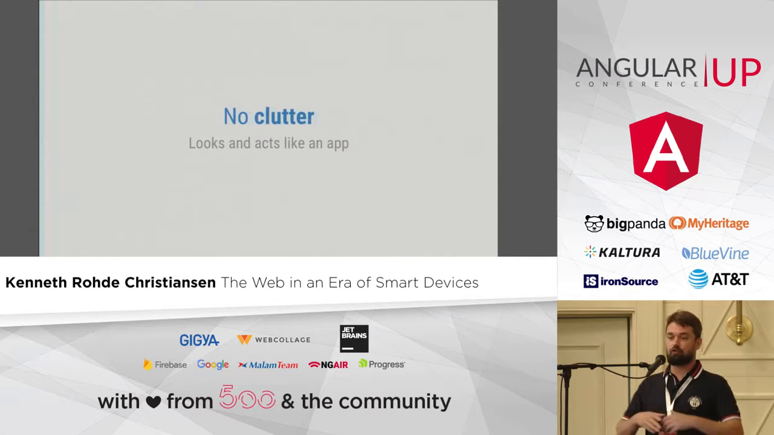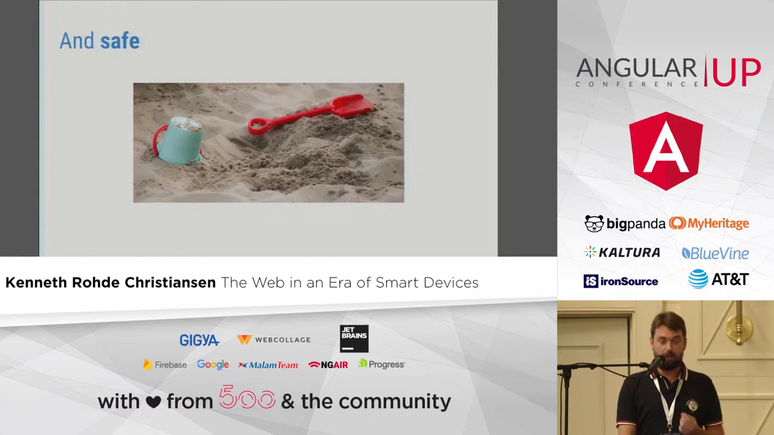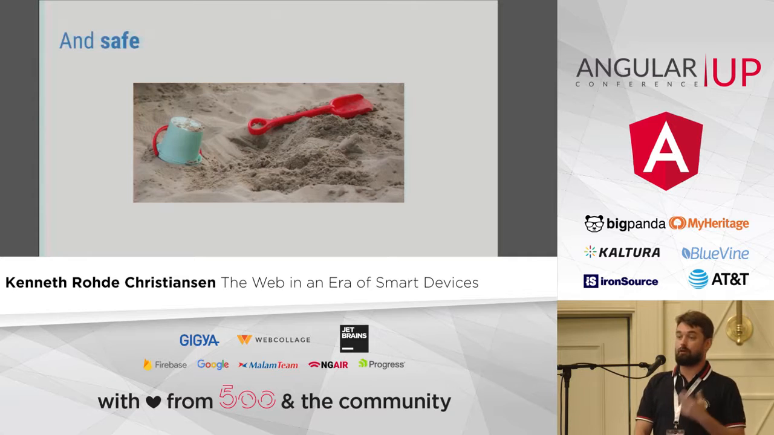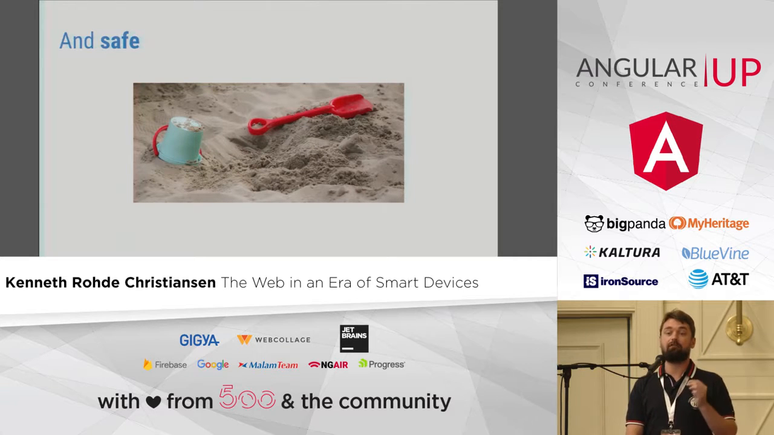And also, all the clutter is away. You don't have the address bar, which might be confusing to some users. Well, is this part of the app, or is it the browser? What is the browser? You can remove all of that with progressive web apps to make it really look like a native app. But one of the really important parts about the web is that it's safe. It's safe by default.